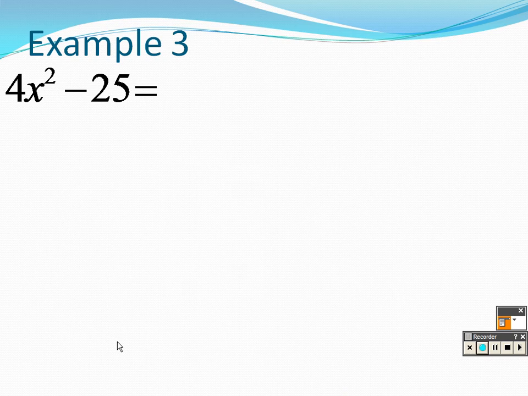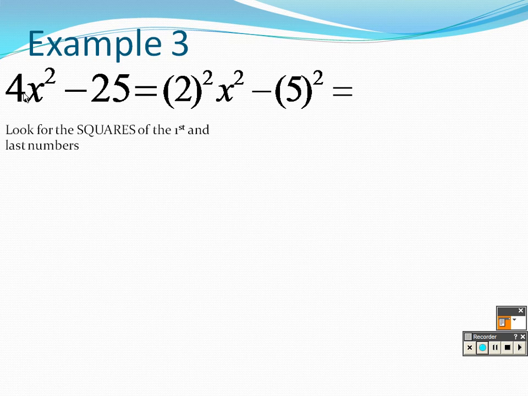So when I look at example 3, I go, well, can I rewrite the first term as something squared? Yeah, I can, right? Because what is 4? How can you rewrite 4 as something squared? Well, I can rewrite that as 2 squared. That's an x squared. And the 25, I can rewrite as something squared as well. That's 5 squared. So what I actually have here is a 2 squared, an x squared, and a 5 squared.